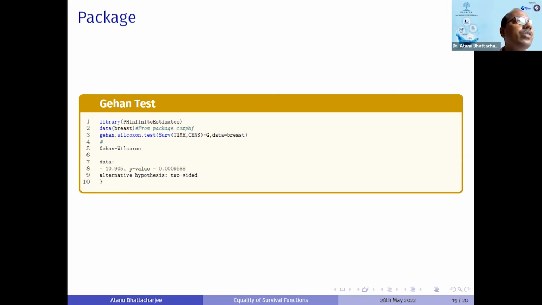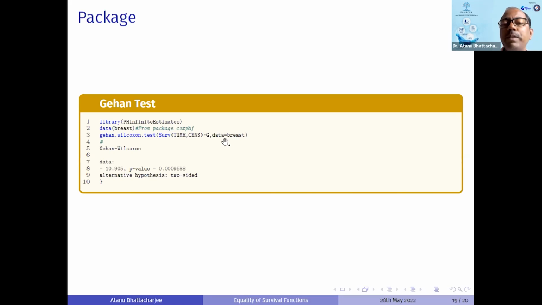If your data is more amenable to the Lagrange test, definitely you can proceed. If it is more amenable to the Gehan test, then you can go with the Gehan test. The Gehan.Wilcoxon.test function is available. Again, like survdiff, Gehan.Wilcoxon.test works with the survival time, the censoring, followed by G. G is basically the arm-wise comparison we are talking about. G can be considered an arm, or gender. G can be anything, and thereafter you call data equals to base.